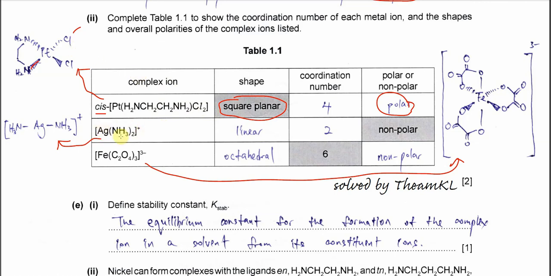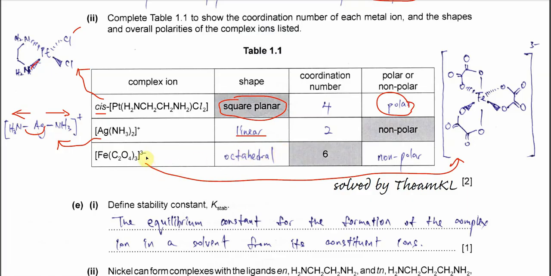For this second complex ion, silver has two of the same ligand, the ammonia. This one is opposite, which means the dipoles can cancel. They are the same ligand, so same dipoles, and they cancel out, therefore it's non-polar. The geometry is linear because the bond angle is 180, and coordination number is 2 because 2 dative bonds. It's non-polar because dipoles cancel, same ligands, opposite direction.